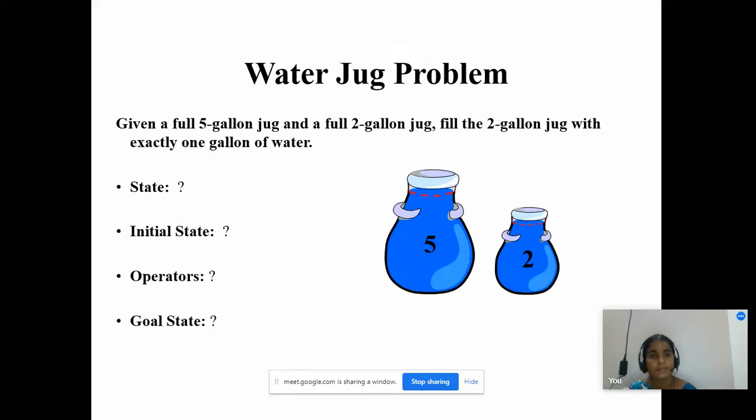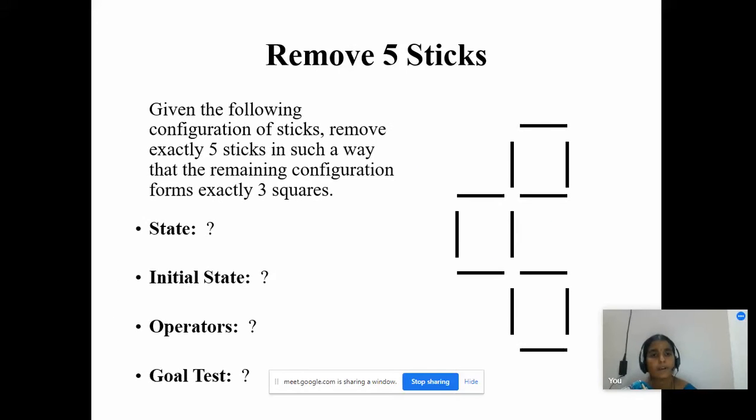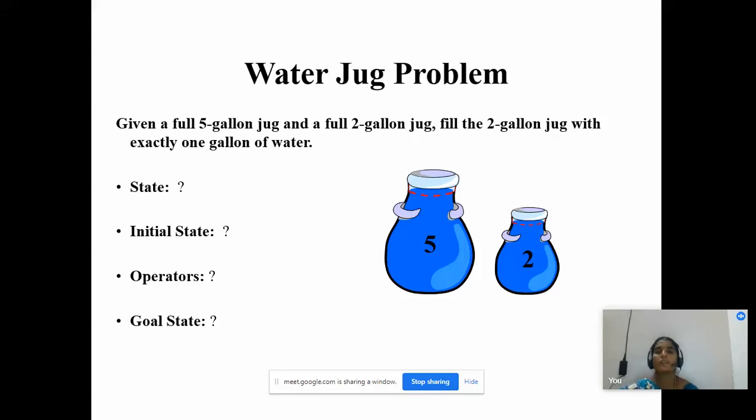See, previously observed, I remove 5 sticks and form the 3 squares. So like that you have to write the state, initial state, operators and goal state on your own. So these are the solutions, and after that we are going to discuss the water jug problem.